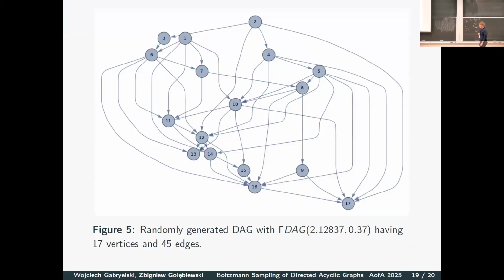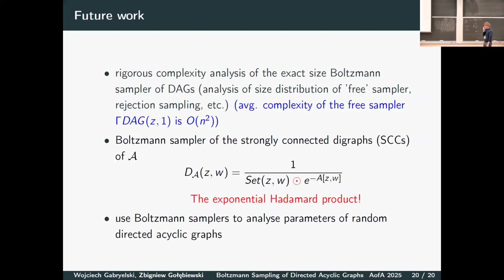So this is, for instance, a graph that I was able to generate, which also has 17 vertices, but I was generating it in such a way as to get way fewer edges than on average. So this one got only 45 edges, the one before got like 73 edges. So we can already see that it's a very different graph.